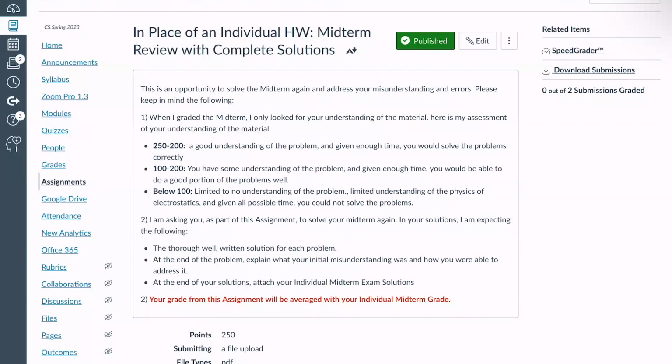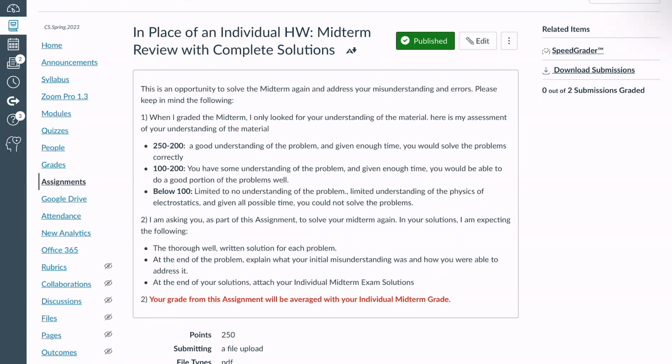Those between 100 and 200 had some understanding of the problems, but given enough time, they would have done a good portion of them. And those who had below 100 had such a limited understanding of the problem that no matter how much time I would have given them, they would not be able to solve it.